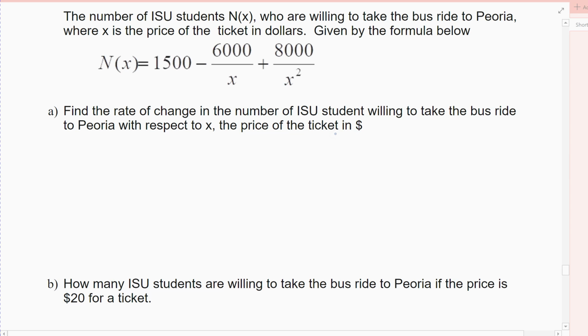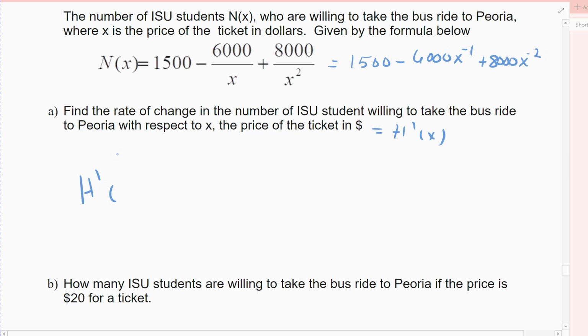So I just want the derivative. That's just a fancy way of asking for the derivative. This is just asking you to find the derivative. I'm going to rewrite this before I find it. So 6,000, move the x up, that becomes x to the negative 1. 8,000, move the x up, that becomes x to the negative 2. Now I'm ready to find my derivative.